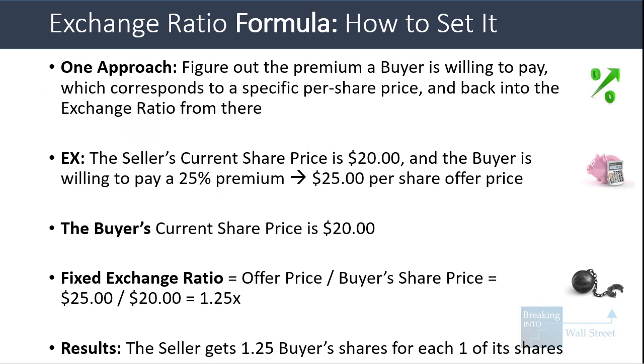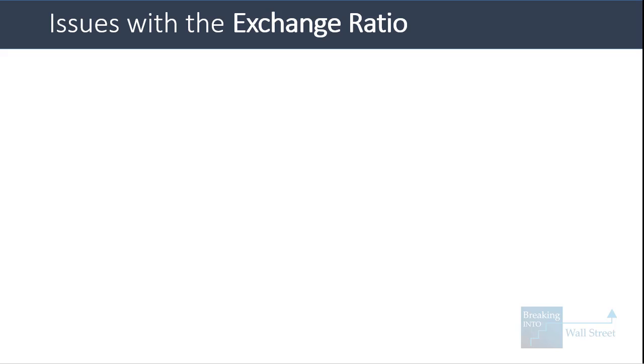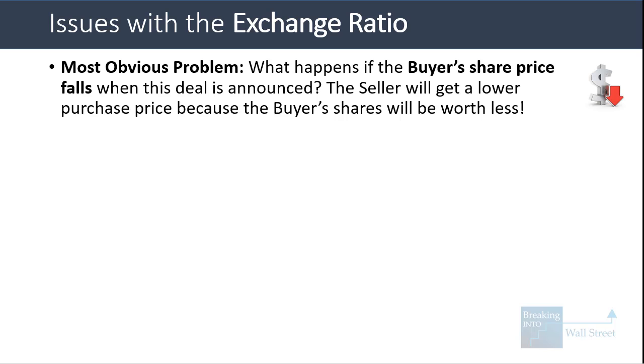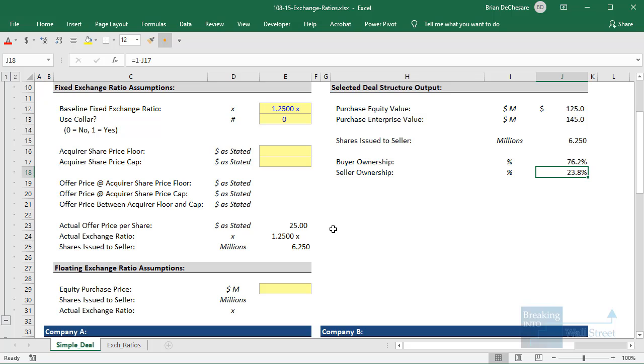As a result, the seller gets 1.25 buyer shares for each one of its shares. If you've been paying attention, you probably noticed an issue with this setup and the exchange ratios in general, which is that what happens if the buyer's share price falls when the deal is announced? The seller will get a much lower purchase price potentially because the buyer's shares will be worth less. Let's illustrate that in Excel.